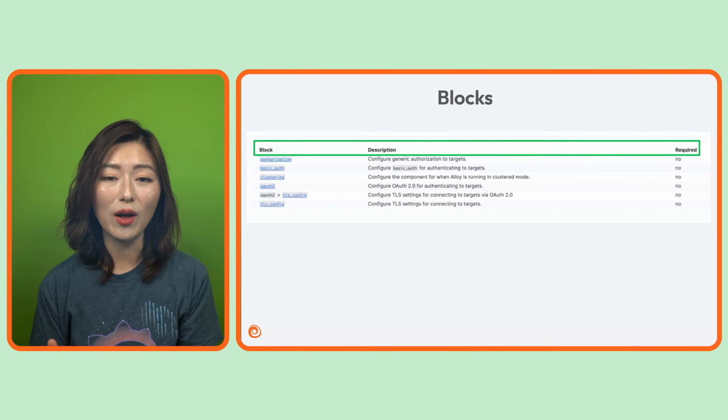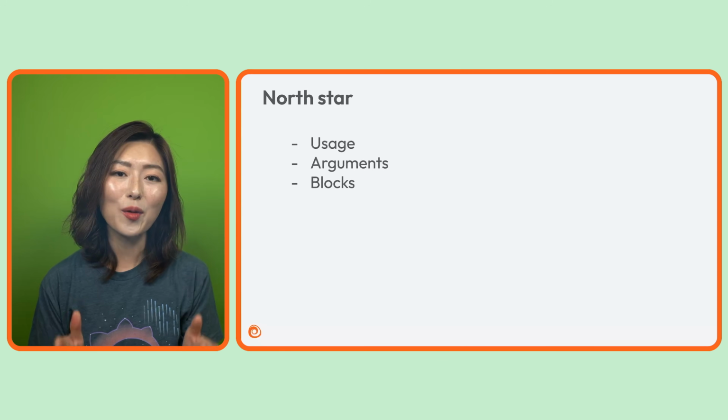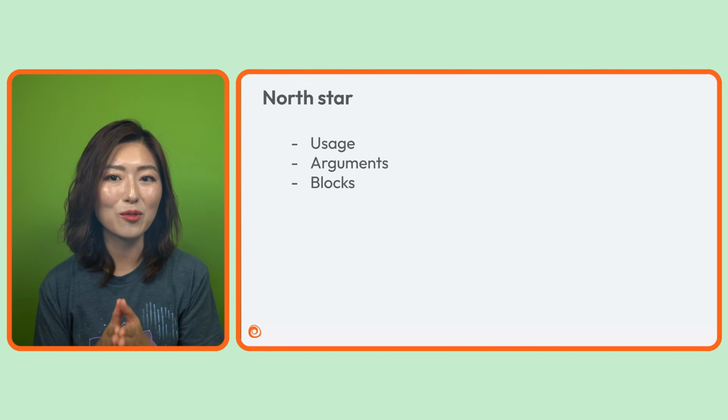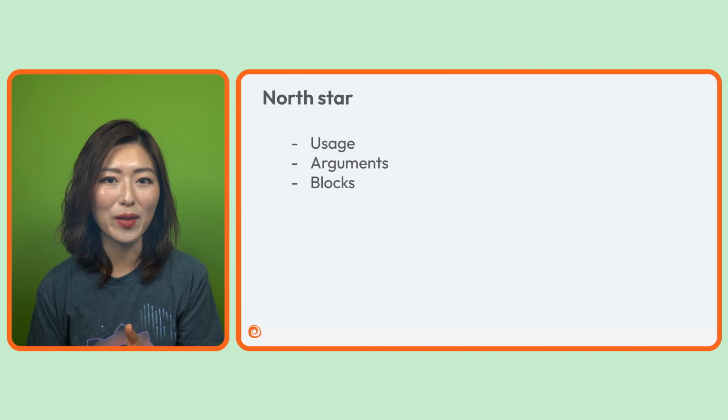The same goes for blocks. They're another way we can configure Alloy to do what we need. So focusing on these three things will point us in the right direction as we configure our pipeline.